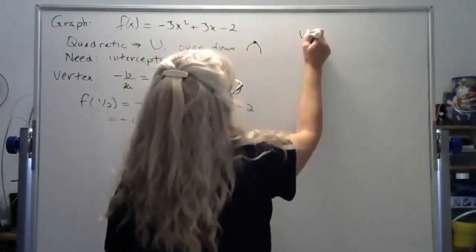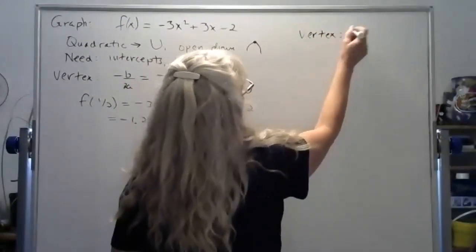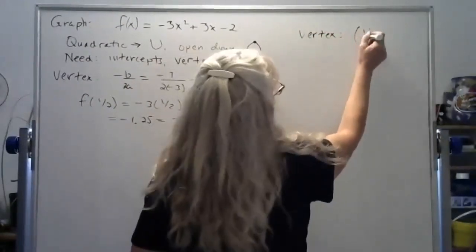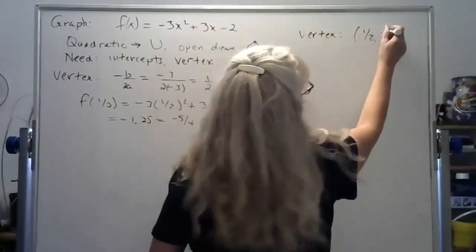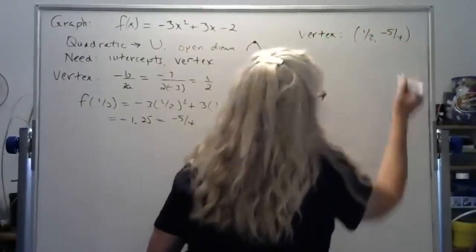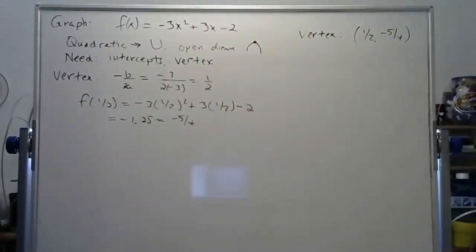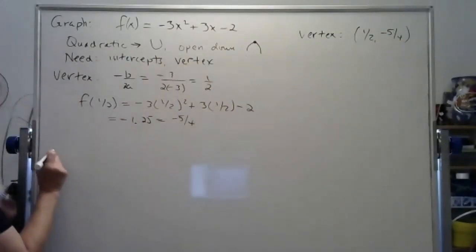So our vertex is at the point 1/2, -5/4. Beautiful. Okay. Then we also need the intercepts. How am I going to find the y-intercept? Because it's the easier one to look for.